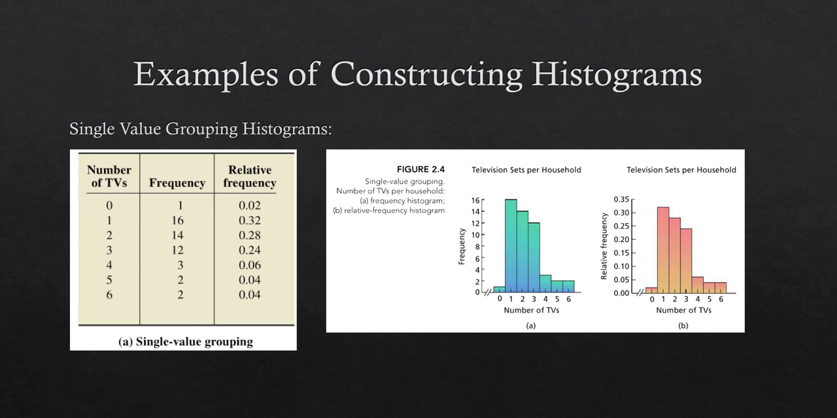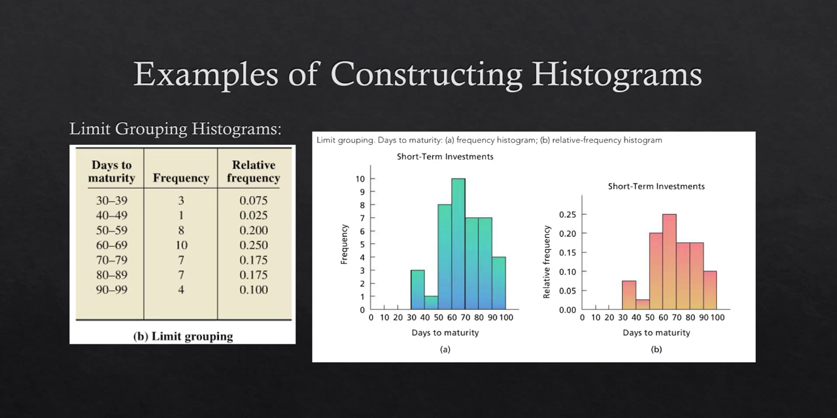Okay, so what about a limit grouping? Well, here's a limit grouping. Now notice, these look very similar as well. On the left we have frequency on the y-axis. On the right we have the relative frequency. But on the x-axis is still the classes. Now notice the class is 30 to 39. So this one goes from 30 to 39. That's 3. From 40 to 49, that's going to be 1. From 60 to 69, that's all the way up to 10. Same thing with the relative frequencies.